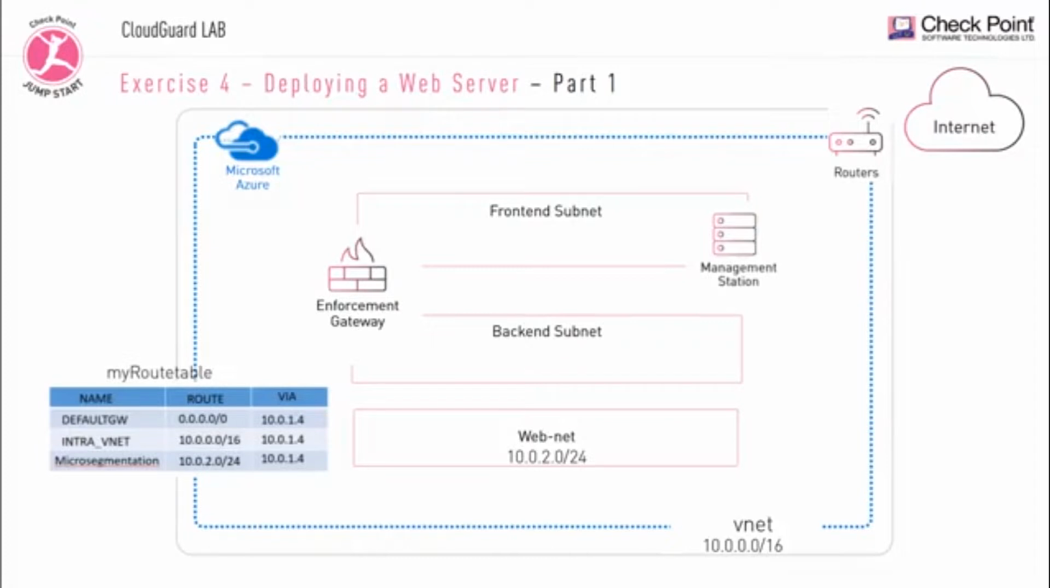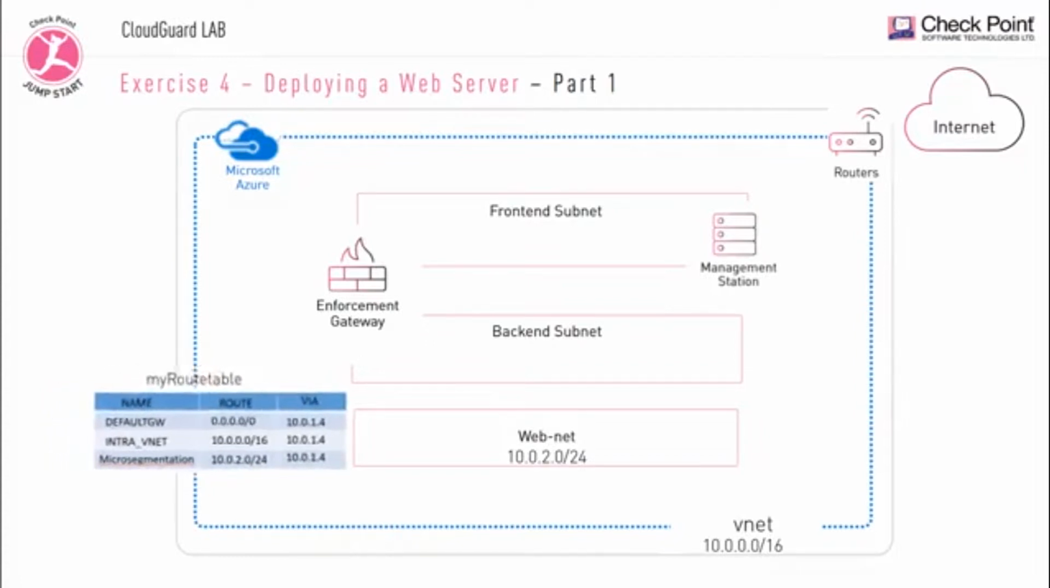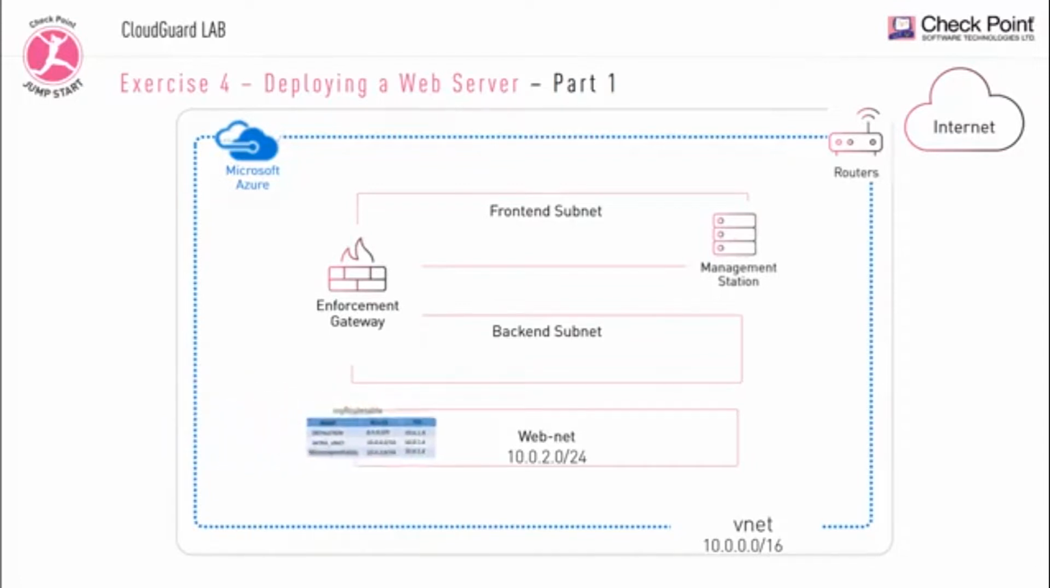Default of 0.0.0.0/0 with the next hop of 10.0.1.4. Enter VNet of 10.0.0.0/16 via next hop of 10.0.1.4. Micro segmentation route 10.0.2.0/24 via next hop of 10.0.1.4. We then associated this route table to the VNet subnet.